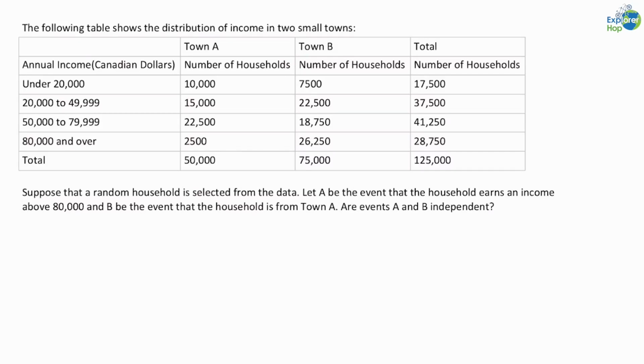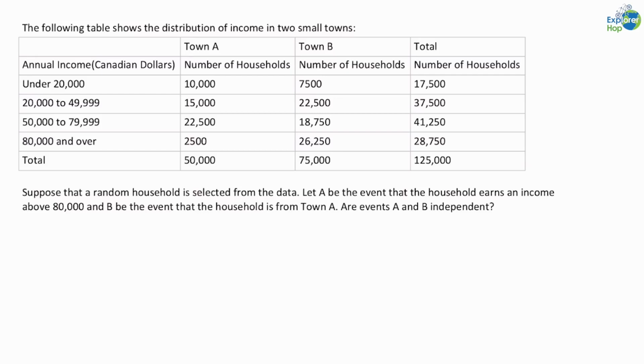So for this example, we're given the following table which shows the distribution of income in two small towns, Town A and Town B. Suppose that a random household is selected from the data. Then we let A be the event that the household earns an income above $80,000 and B be the event that the household is from Town A. And we're asked to determine whether or not events A and B are independent of each other.